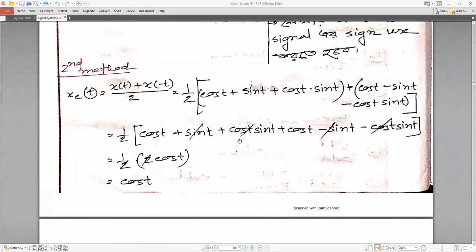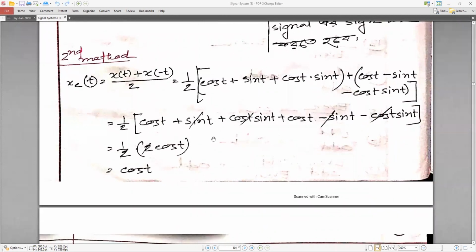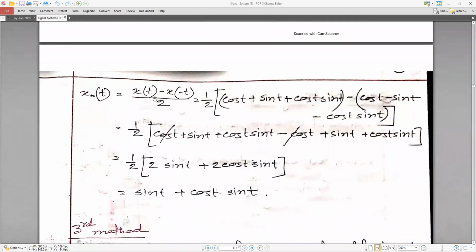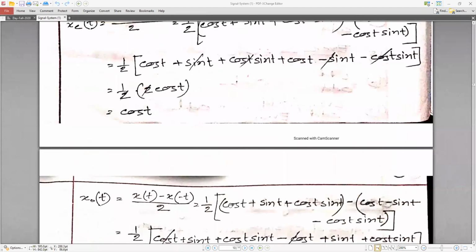Now see, here some other methods are also there. Just look at the other method, what they did. See this, x_e(t), that is another method: x(t) plus x(minus t) by 2, just put the values. We know x(t), now put x(minus t), then it becomes cos t. So that is the even signal. Now what would be the odd signal? Just put this equation here. So sin t plus cos t sin t. So you can do this method also.